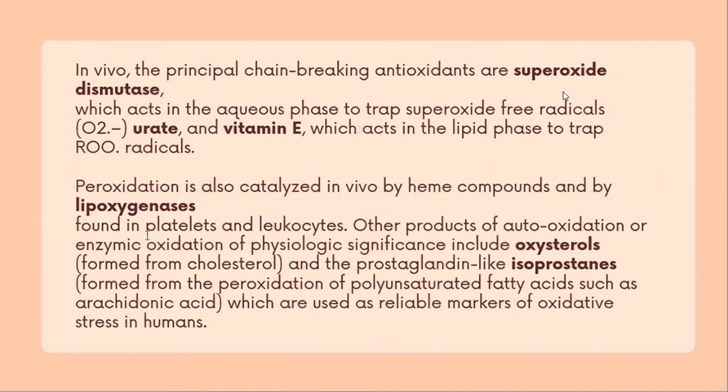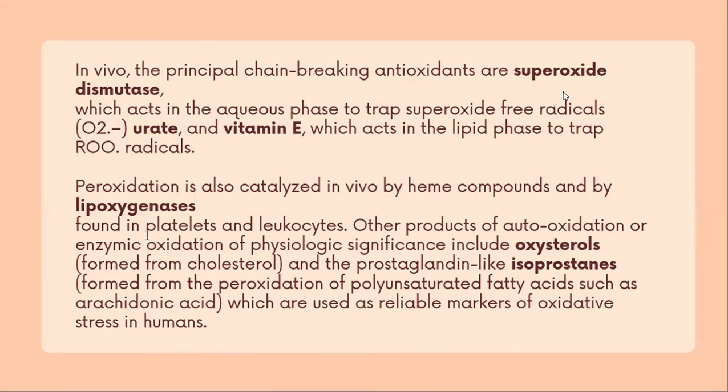In vivo, the principal chain-breaking antioxidants are superoxide dismutase, which acts in the aqueous phase to trap superoxide free radicals, and urate and vitamin E, which act in the lipid phase to trap ROO• radicals.